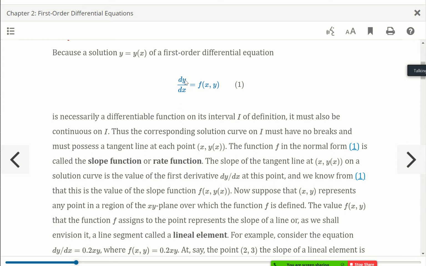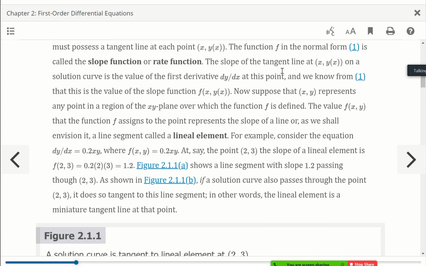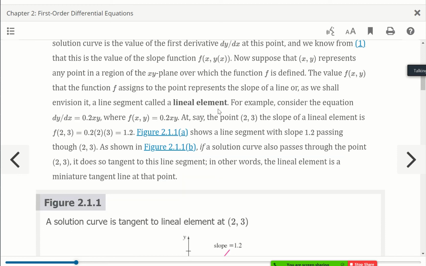So here we actually have an expression for the slope at each point (x, y), and it's given by the function f of x, y. And we know from this that the value of the slope is given by this function. Now let's suppose that we pick a point, and this could be any point in the xy plane of the region. We can actually form a segment of the slope of the solution curve at that point (x, y). This little slice of the slope is what's referred to as a lineal element.